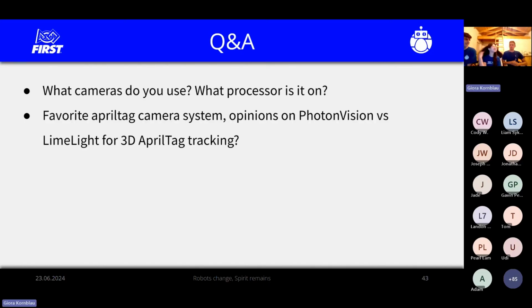Do we use asynchronous systems in our pose tracking? No, we run everything on just the 20 millisecond cycles, just the normal robot periodic cycles.